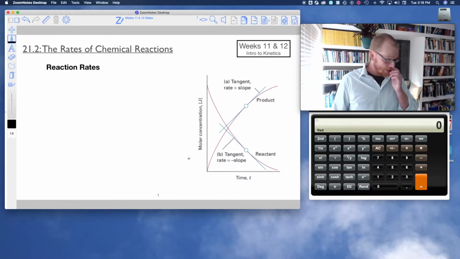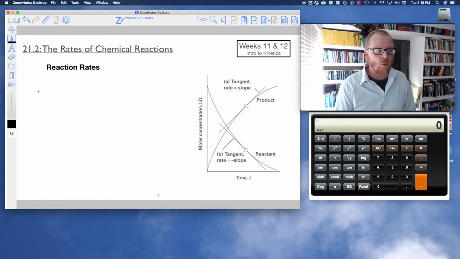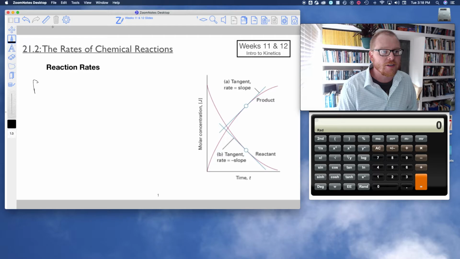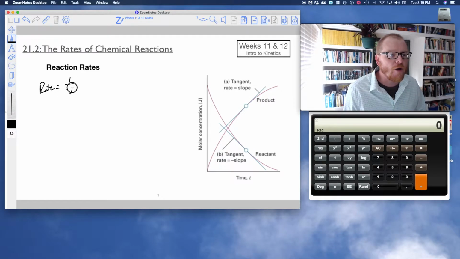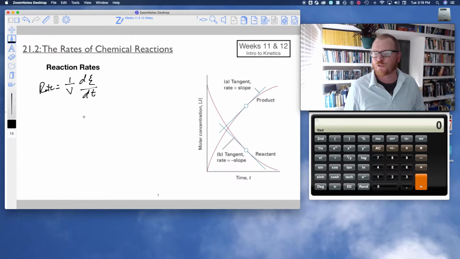So the first thing that I want to discuss is reaction rates. Okay. And so we're going to define the reaction rate. Let me get a thicker color there. There we go. So I'm going to say rate equals. And I'm going to first do this in terms of all of the very correct physical chemistry terminologies, and then we'll put it into terms that we're more familiar with.